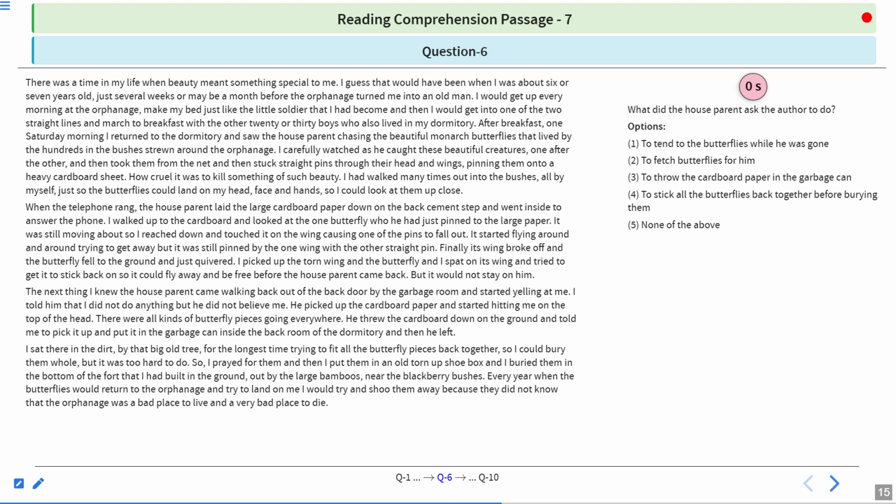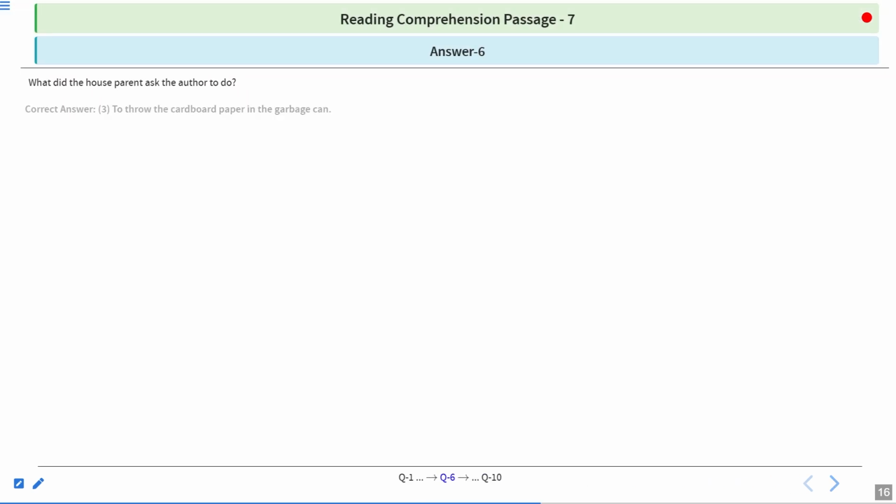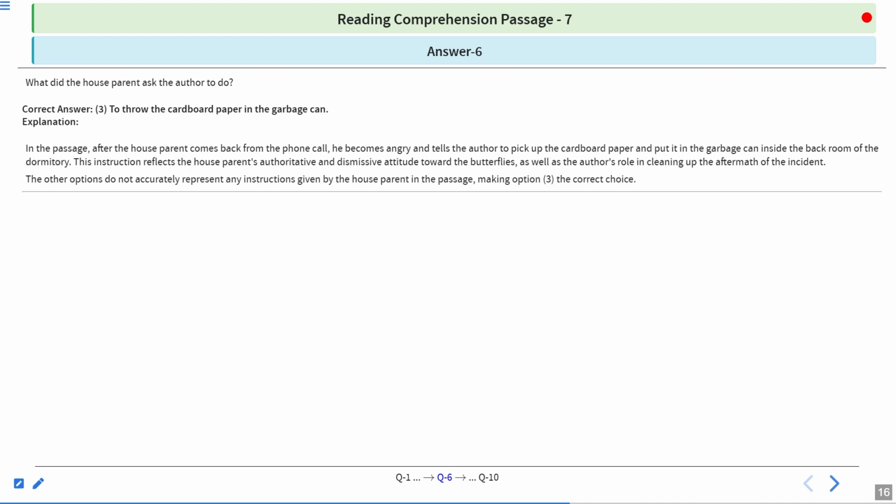I hope you've chosen the right one. Let's move to the correct answer. The correct answer is 3, to throw the cardboard paper in the garbage can. And the explanation is: in the passage, after the house parent comes back from the phone call, he becomes angry and tells the author to pick up the cardboard paper and put it in the garbage can inside the back room of the dormitory.